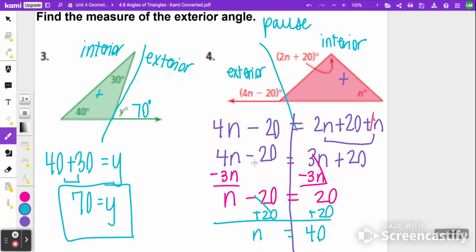Final step here would be to plug in 40 back into that n right here. So I'm going to do 4 times 40 minus 20. 4 times 40 is 160, minus 20 is 140. So the exterior angle measurement is equal to 140 degrees. Okay?